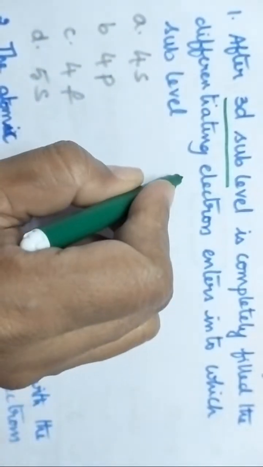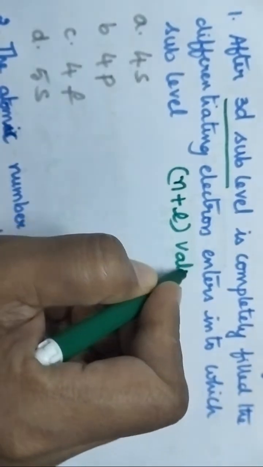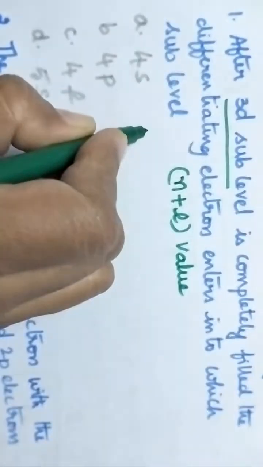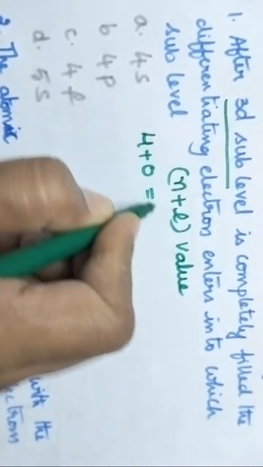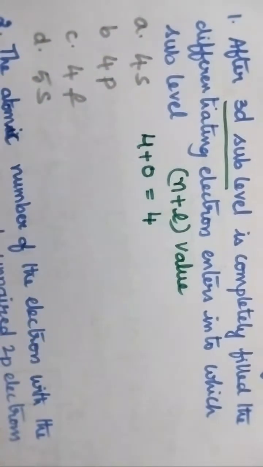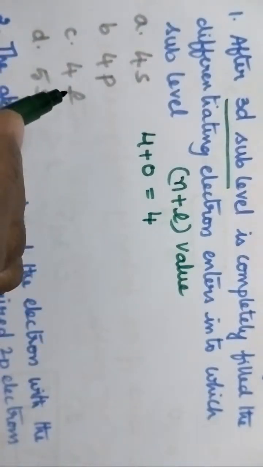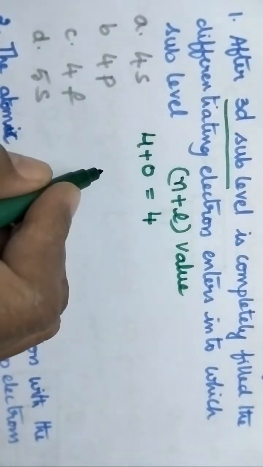So here, depending upon the n plus L value, we can decide which subshell the next electron enters. Very good, Swati. For 4s orbital, n is equal to 4. For s orbital, L value is 0. Its n plus L value is 4. Swati, it's not 4s. You just do the calculation.